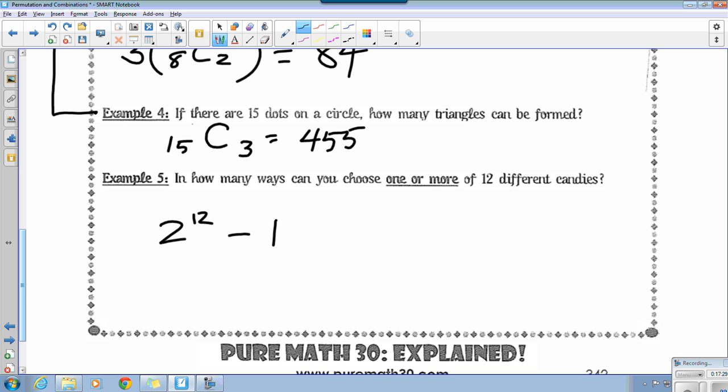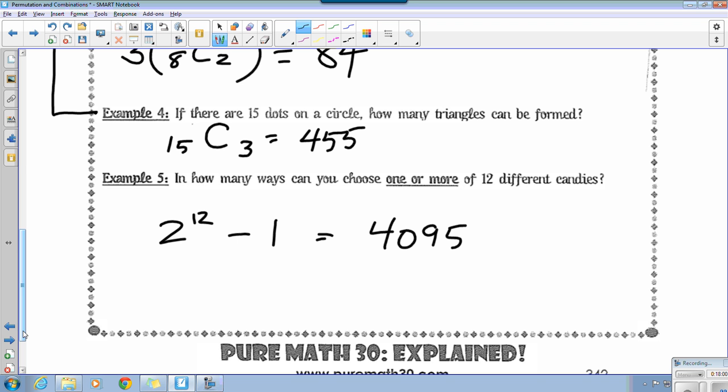But then it says minus 1. Why are we subtracting that 1 case? Anybody know why? Because we're taking away the case that I just chose nothing, because it says 1 or more. So there we go. I don't know what this is. 4095? Yep. Awesome. So that'll probably clear up some of those questions, Emma, that you saw in that other one.